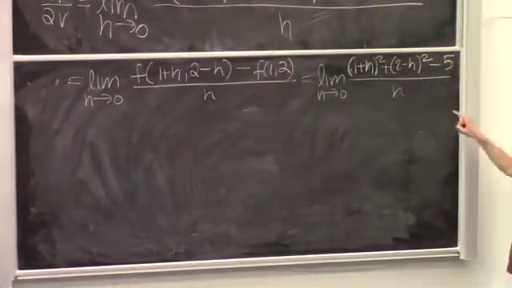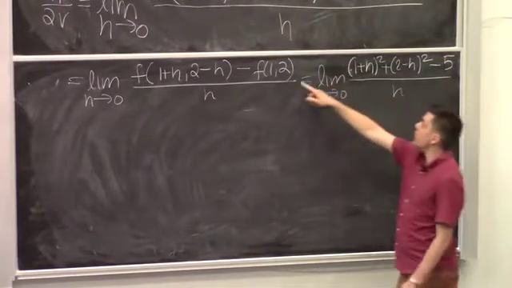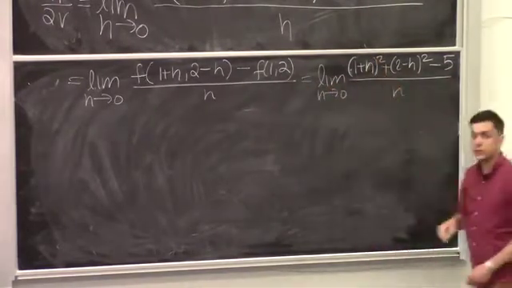Okay, so we use our definition of our function. This 5 comes from plugging 1, 2 into x squared plus y squared.